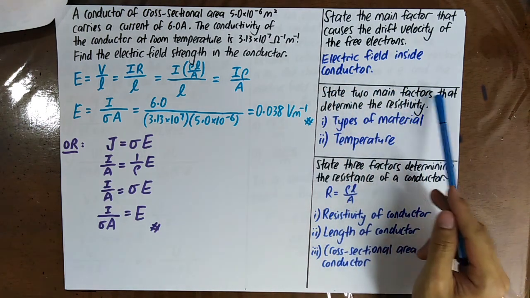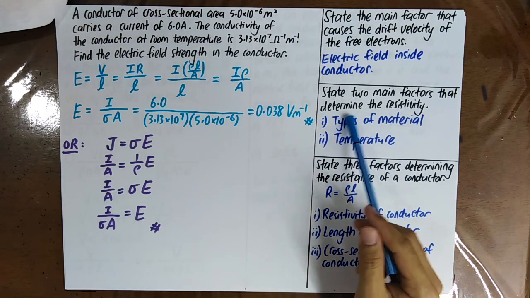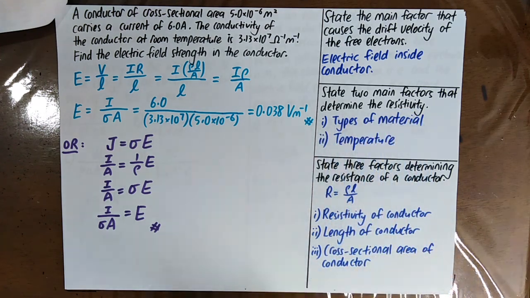State two main factors that determine the resistivity. You know that resistivity only depends on the type of material and also temperature.